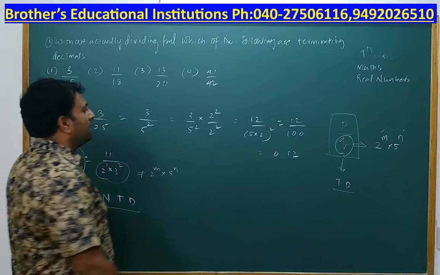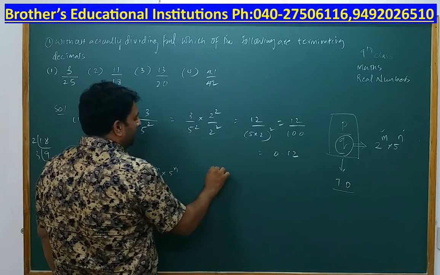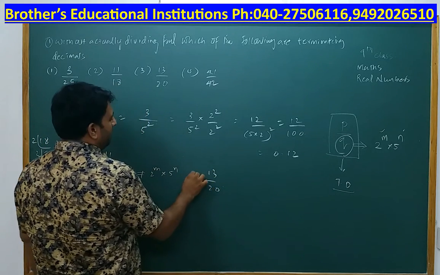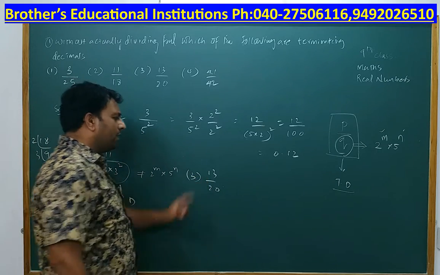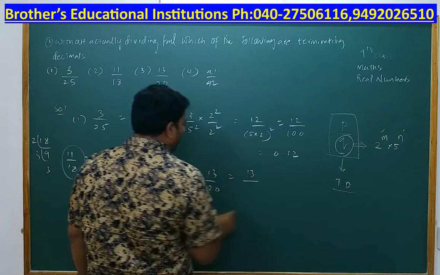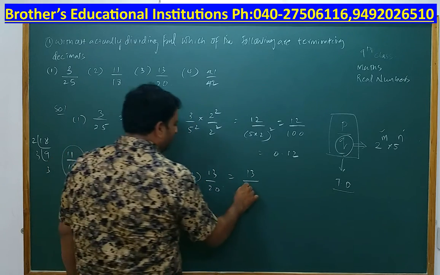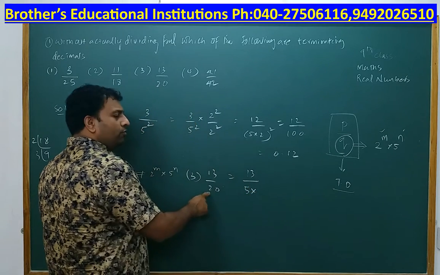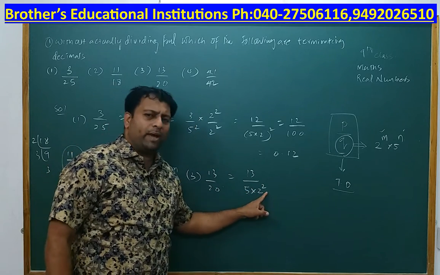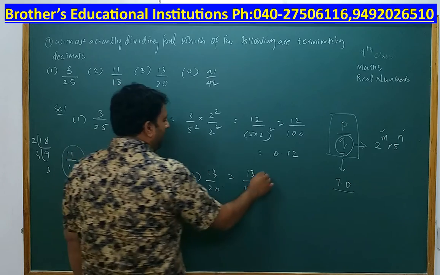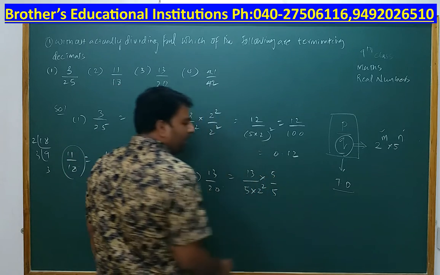Now let us take this problem number 3. 13 by 20. Let me check whether that is a terminating decimal or not. Now how do I write this 13 by 20? 20 can be written as 5 into 4. 4 can be written as what? 2 square. Now you have to balance the power. In order to balance the power, I will multiply and divide by 5.